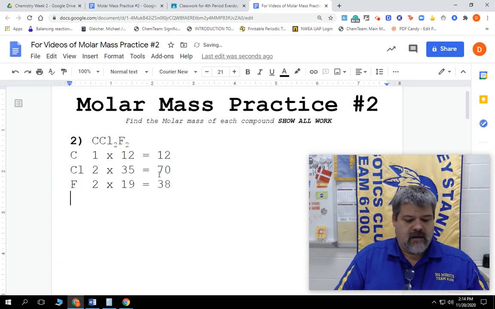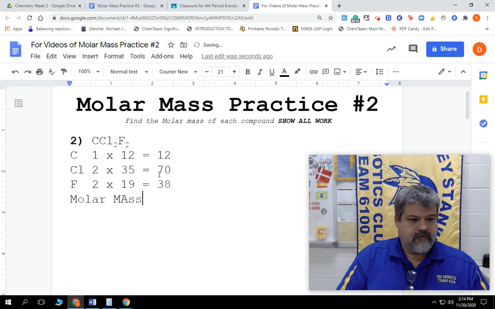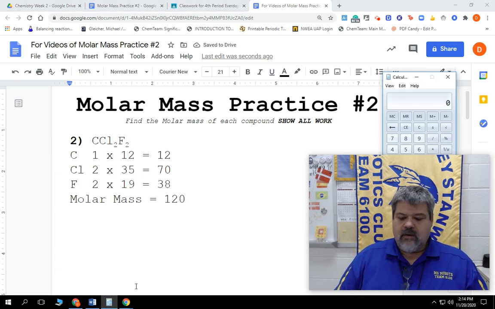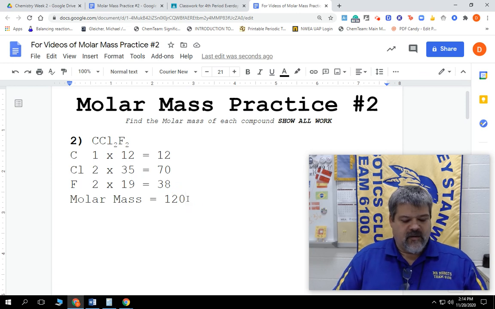Now we're going to go ahead and figure out the molar mass. So the molar mass equals all of these added up. We could go ahead and do it, and I could say, okay, 8 plus 2 is 10. We're going to hang that over there. This is 7 plus 3 is 10, 11, 12. So it should be 120. Okay, so let's double check it. I'm always about the double check. So we're going to put 12 plus 70 plus 38 equals 120. We should be right. Now that's going to be in grams.